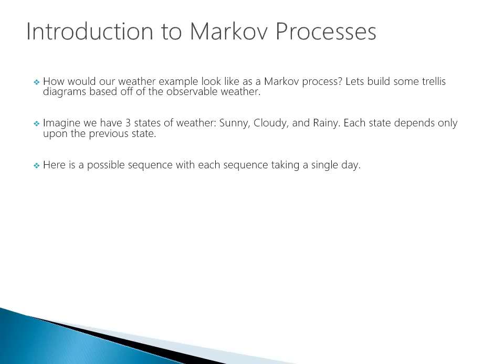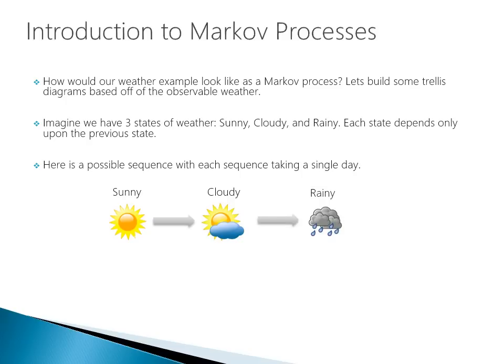Here is a possible sequence, with each step taking a single day. So each observation is one day apart. We might have one day where it is sunny. The next day could be cloudy. And then the following day might be rainy.